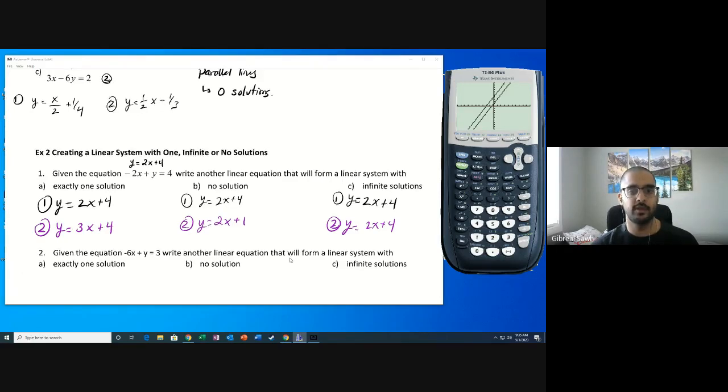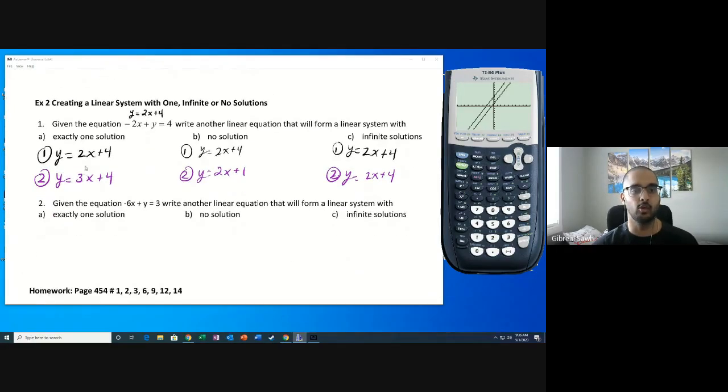Okay, number 2 is very, very similar. Now keep in mind, these aren't the only answers. There's an infinite number of possible solutions that you could give for a question like this, except for this one, it's gotta be the same. But for these, there's an infinite number of choices. Just pick a different slope or pick a different y-intercept. There's so many options.